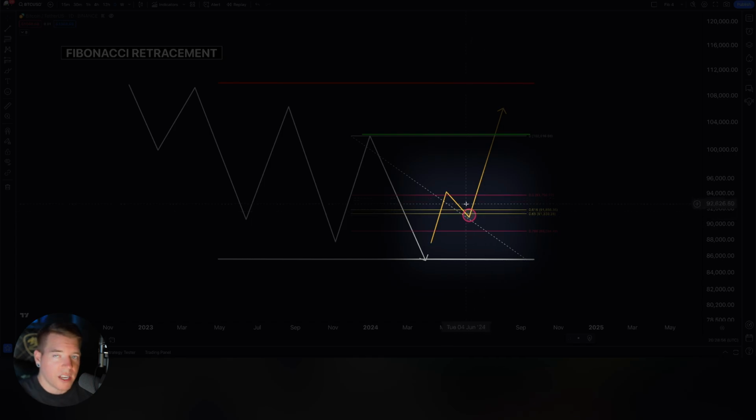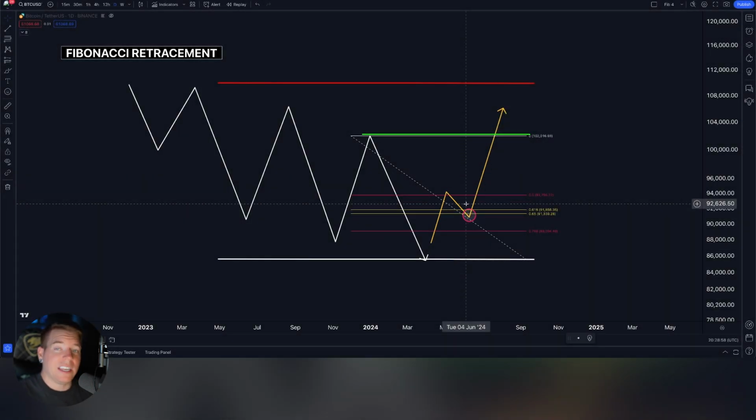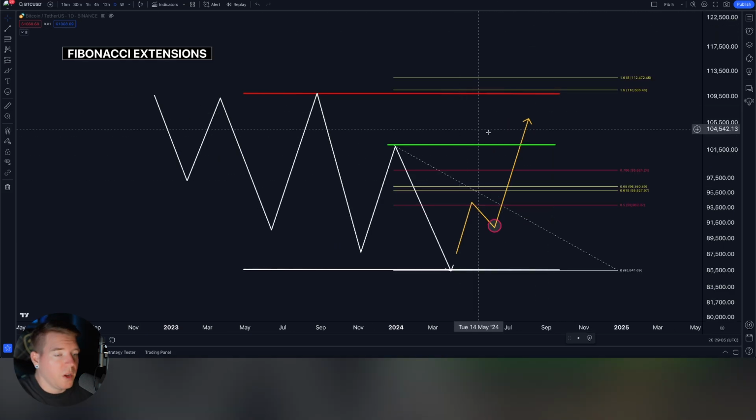Now, just having the entry is not enough. We need, of course, also targets and where we would put our stop loss. We start off with targets. For that, we are taking the Fibonacci tool once again and pulling it the other way around. Now we go from the lower high to the lower low.